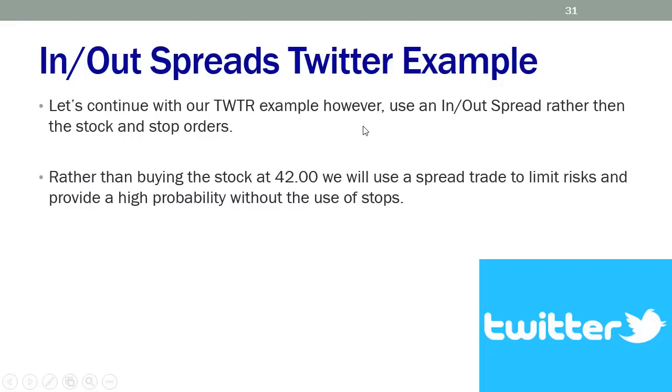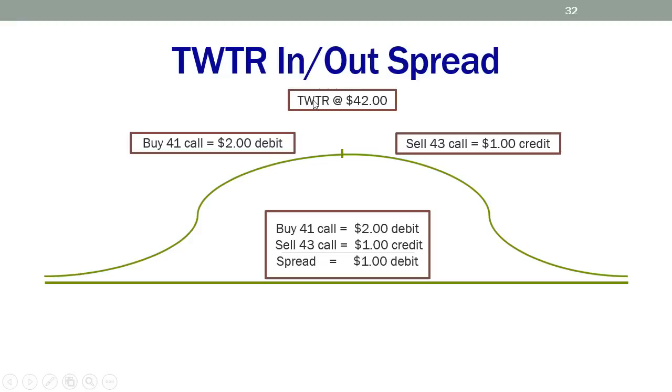We're going to travel back to Twitter in time. We're going to continue our Twitter example. However, we're going to use an in-out spread rather than stock and stop orders. There was a reason that I mentioned stock and stop orders rather than buying the stock at 42. We're going to use a spread to limit risks and provide high probability without the use of stops. Again, the irony of talking about Twitter is just awesome, because it's people tweeting that are causing us to use strategies like in-out spreads. You can't make this up. You just can't.